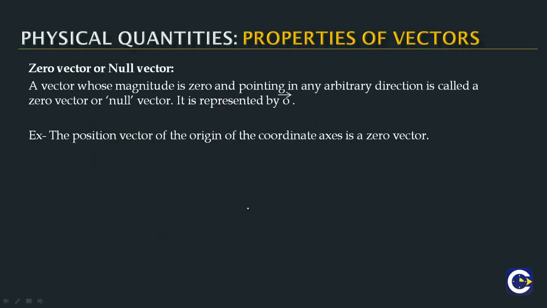Then another important property is the zero vector or null vector. A vector having zero magnitude is called a zero vector or null vector. The zero vector is supposed to have arbitrary direction, because when the magnitude itself is zero, there is no description for the direction of the zero vector.